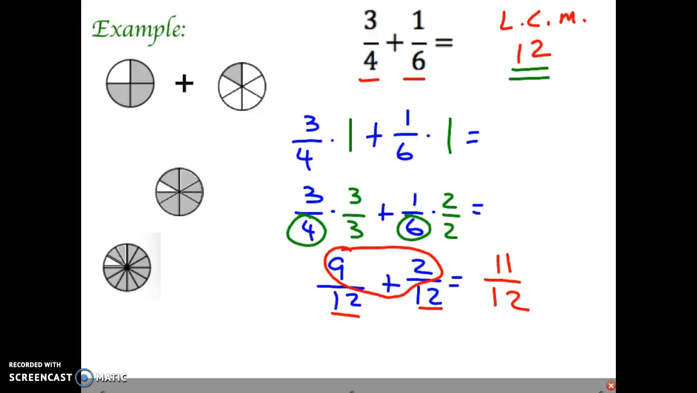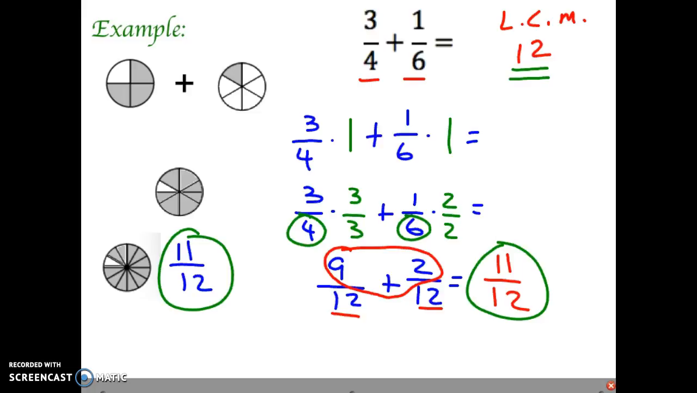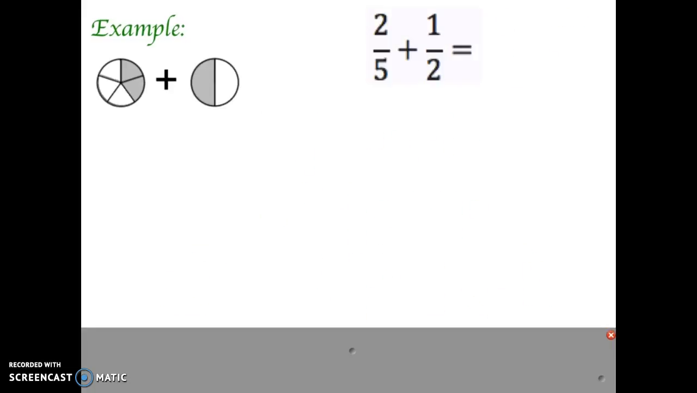So now when we put them together, once again we got the same amount of the circle shaded in as we did before, but now we got 12 equal sections. And 11 of them are shaded in, so it matches up algebraically and pictorially. Let's try another example. Here we got 2/5 and 1/2. So the left circle has 5 equal sections, 2 of them shaded in. The right circle has 2 sections, 1 shaded in.